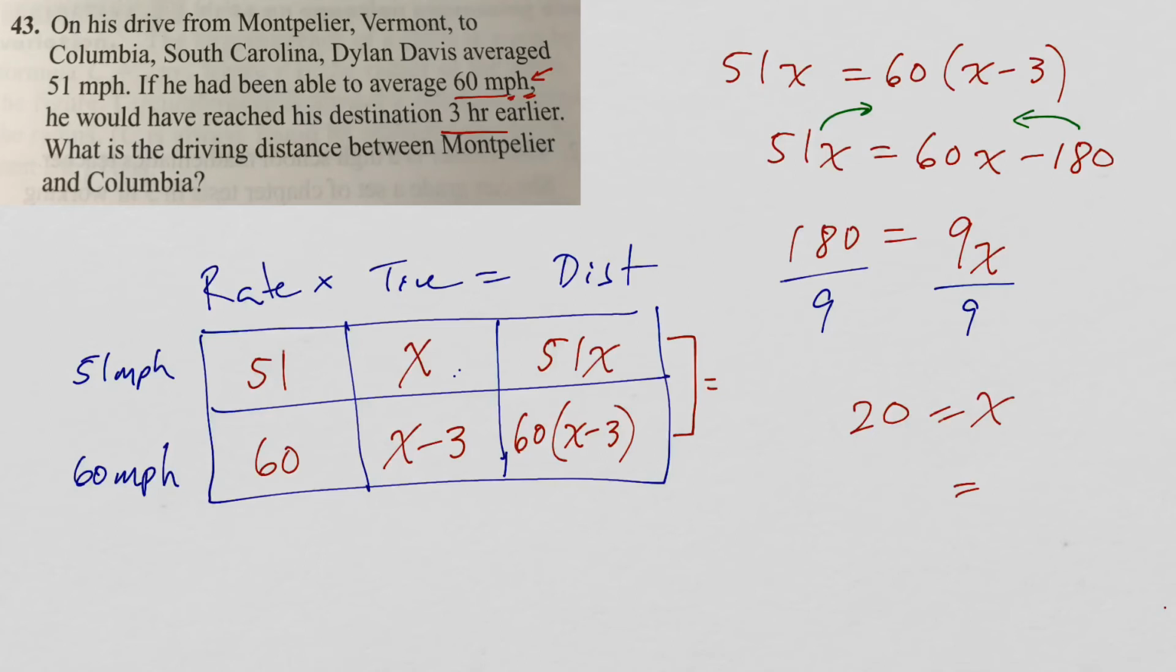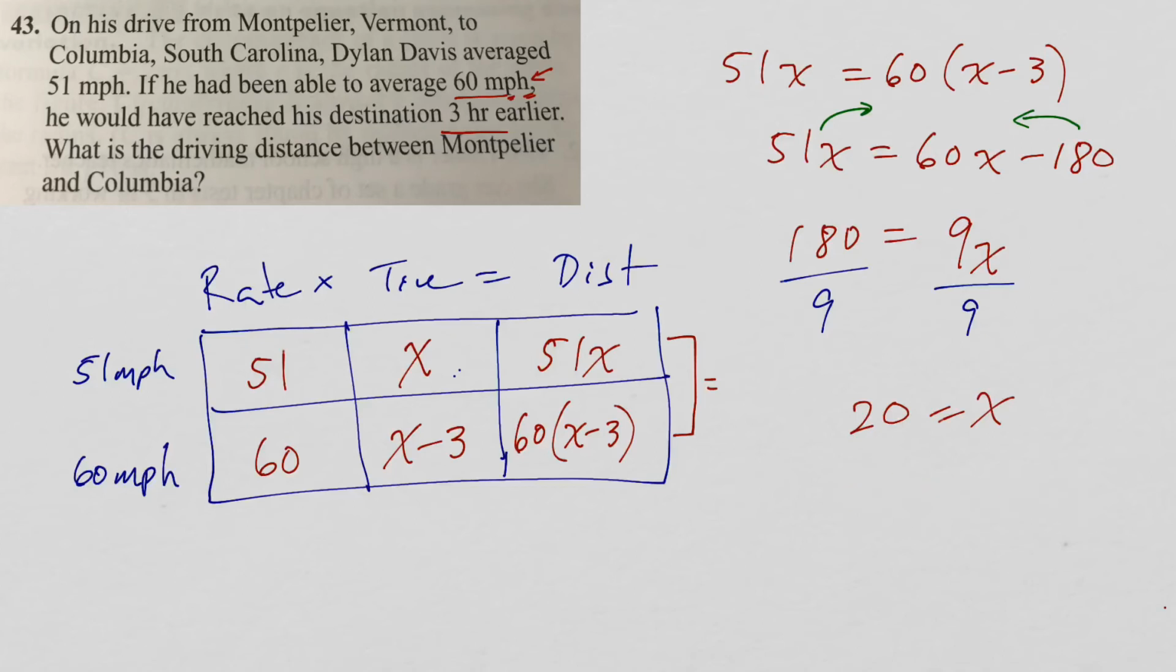We need to know x minus 3. That's going to be 17 hours. Well, it says, what's the drive? Oh, actually, that's not what the question's asking. The question's asking for the distance. So we need to find 51x. So we don't really even need this. It's not asking for the different speeds.